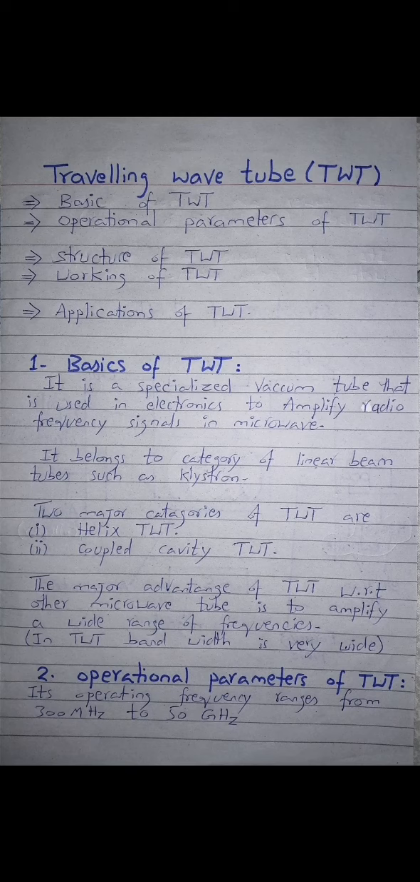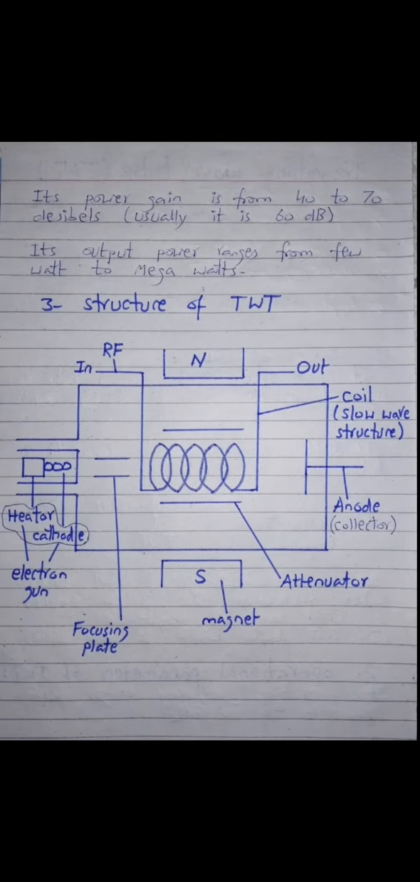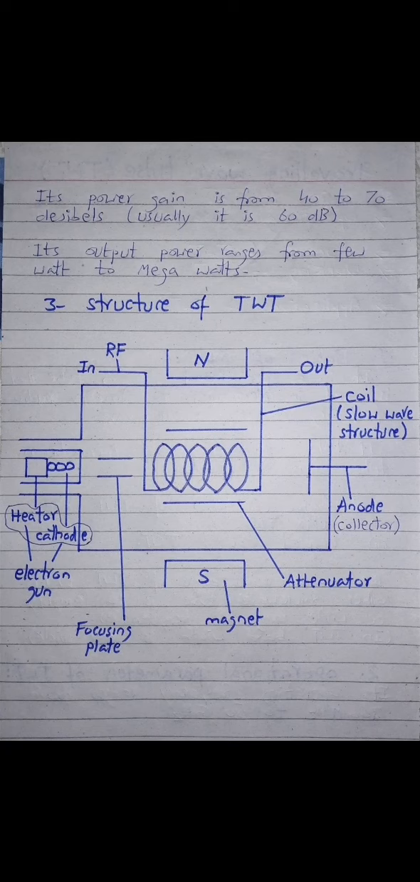And now we will discuss the operational parameters of the traveling wave tube. Its operating frequency ranges from 300 MHz to 50 GHz. Its power gain is from 40 to 70 decibels, and usually it is 60 decibels or 60 dB. Its output power ranges from a few watts to megawatts.